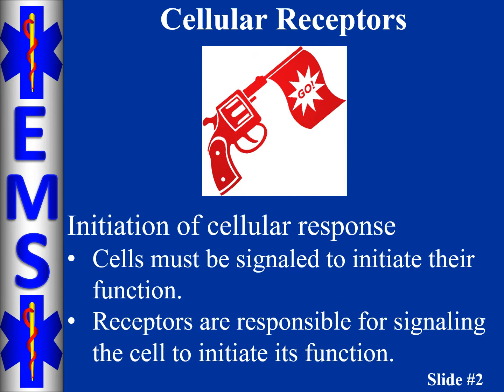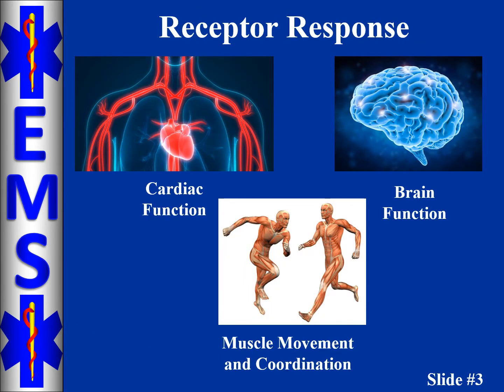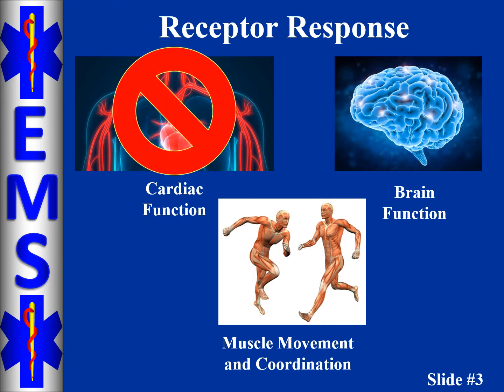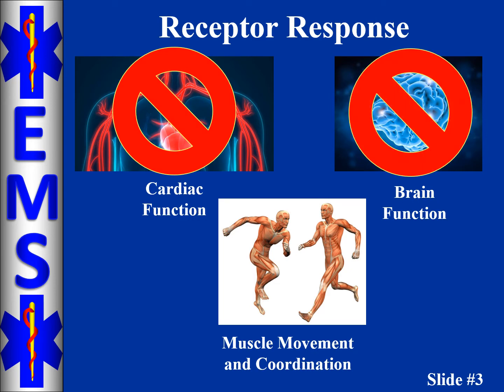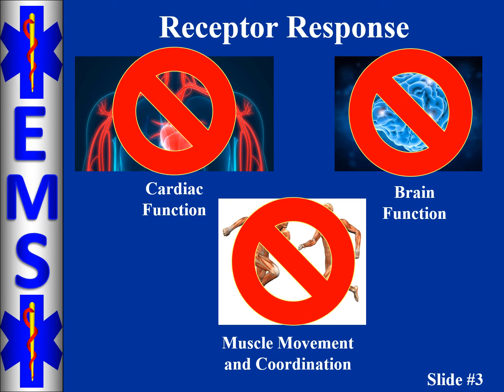Receptors are protein structures that either span the cell membrane or are located inside the cell. These receptors are responsible for processing signals, and initiating cellular function. Without signaling these receptors, cells would not be signaled to initiate their specific function. This would mean cardiac cells would not create a heartbeat, brain cells would not have thought or cognition, skeletal muscles would not have body movement, and so forth.